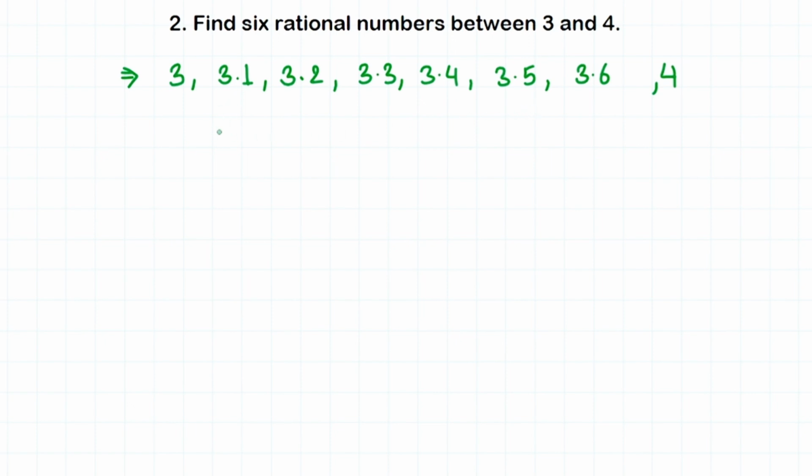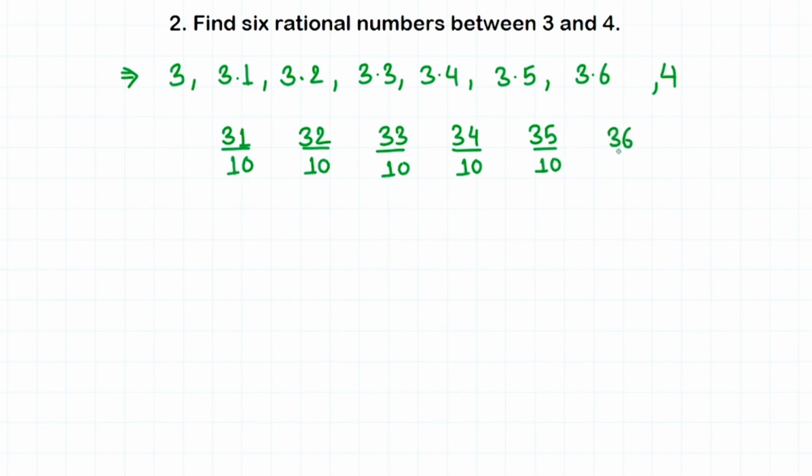So we can write this 3.1 as 31 divided by 10, okay? So 31 divided by 10 is 3.1. Similarly, 32 divided by 10 is 3.2, and then 33 divided by 10 is 3.3. So if you go on like this, we can write these decimal terms in the form of fractions, okay? So we have 35 divided by 10 and 36 divided by 10.